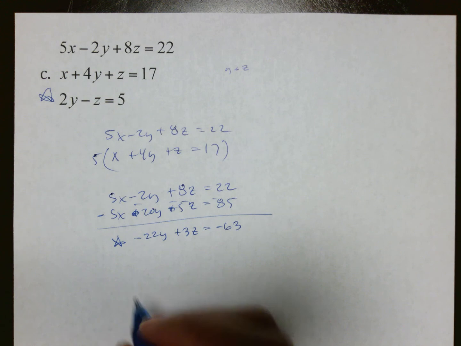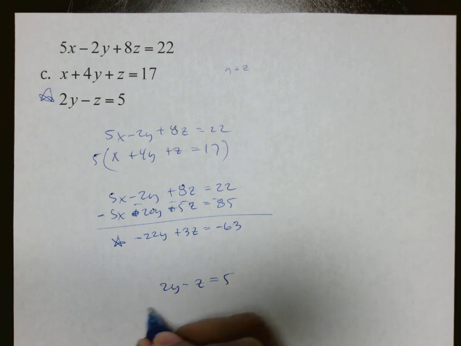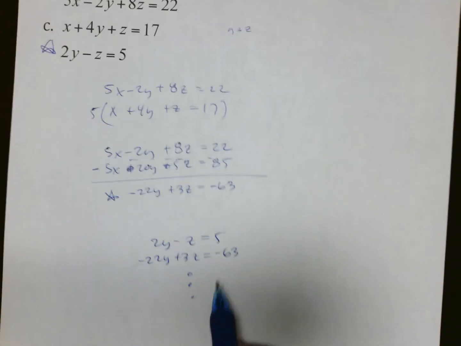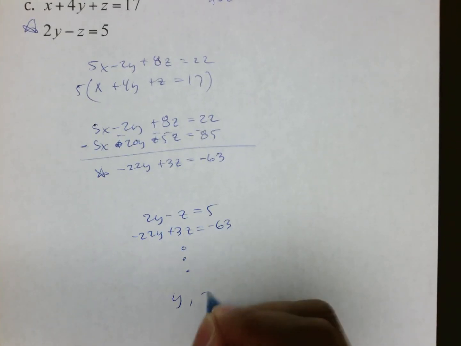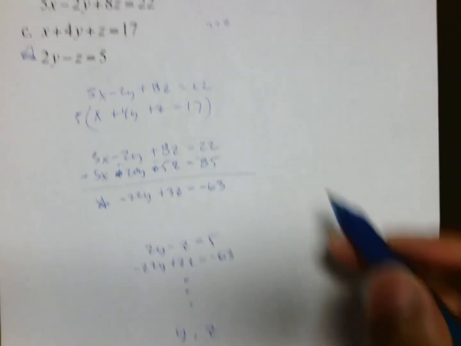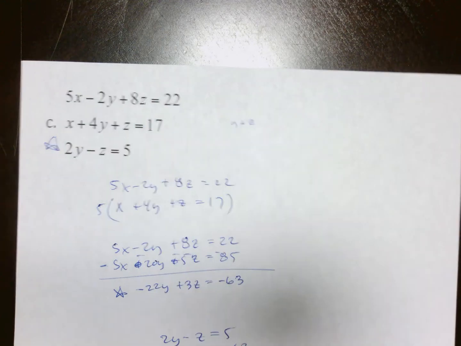And so what we can now do is stack 2y minus z equals 5 and negative 22y plus 3z equals negative 63. Again, those three dots means from here we know how to eliminate one of our variables. We know how to find y. We know how to find z. Maybe it'll take some work, but then once you find y and z, you then take those answers way back up to the top, plug your y and your z in to find your x.